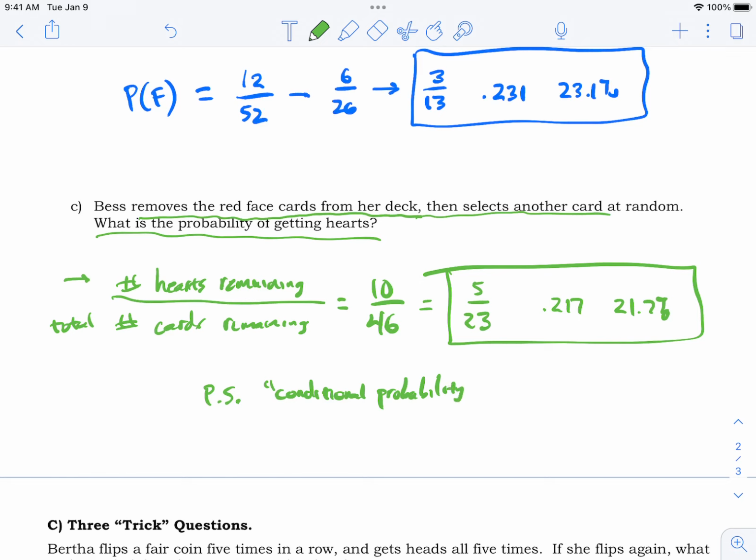And what's conditional about it is that we monkeyed with the deck first. So it's like we weren't just drawing from a deck. First we did something. Hey, let's remove all the red face cards. Then we figure out, okay, with what's left, the probability. Then we did the counting. How many hearts are left? How many cards are left? And so on. So anyway, we'll see more of that later.